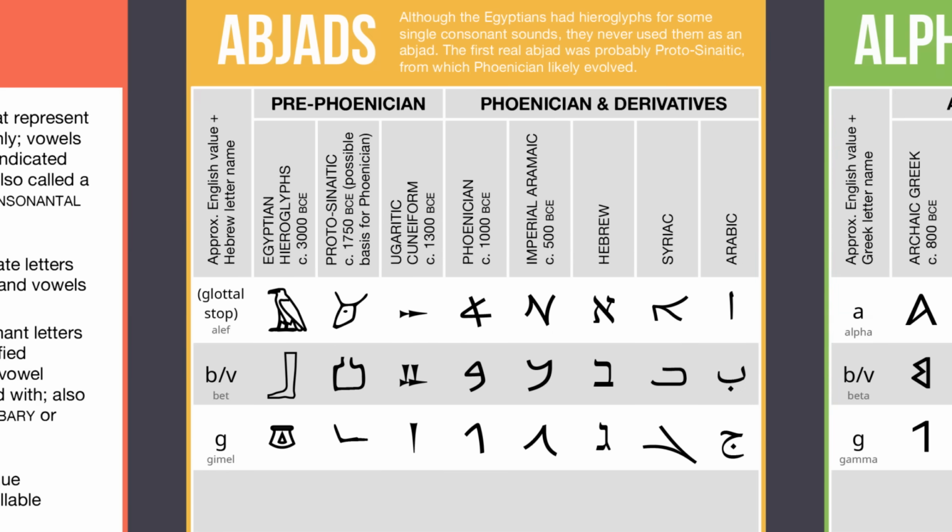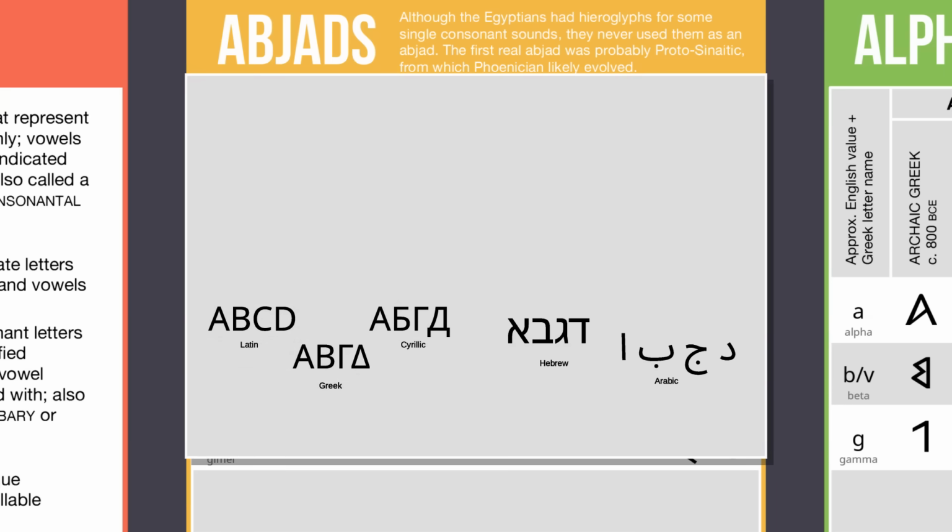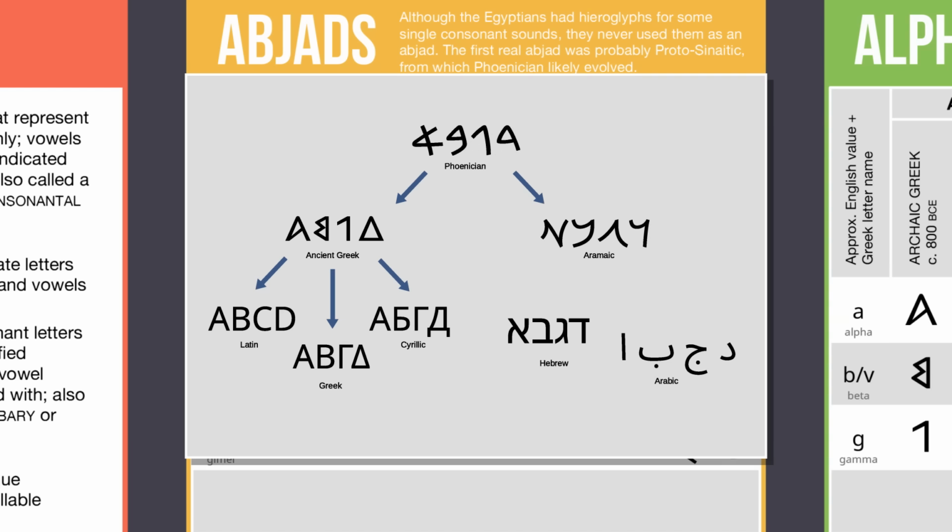All of the alphabets and abjads I've mentioned so far, Latin, Greek, Cyrillic, Hebrew, and Arabic, all share a common origin. As I've already mentioned, modern alphabets all descend from ancient Greek. But ancient Greek, in turn, evolved from Phoenician. But from Phoenician also came Aramaic, which in turn gave rise to Arabic, Hebrew, and perhaps the South Asian scripts.